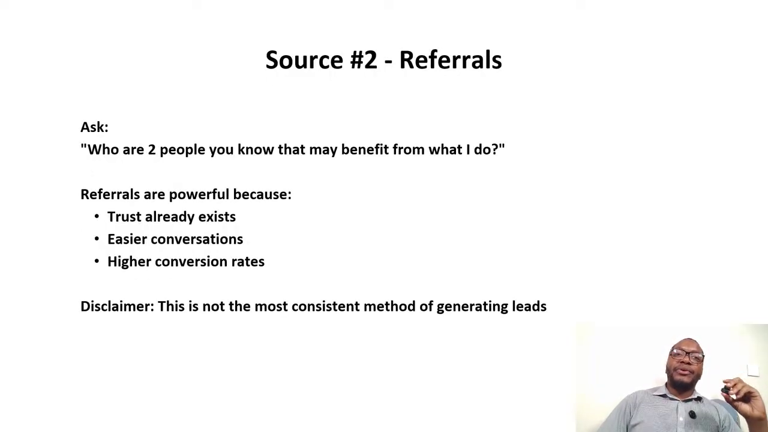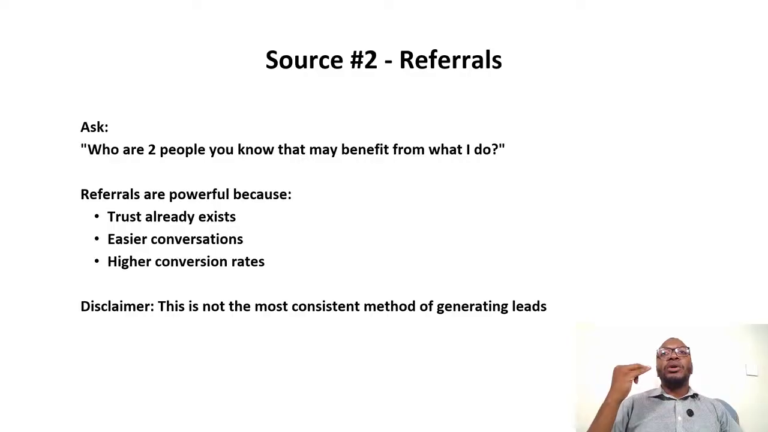Source number two, your referrals. We need 25 referrals. So what you're going to ask is, who are two people, right? You're going to reach out to people you've worked with. You're going to reach out to friends and family. You're going to reach out to contacts. And the question is, who are two people you know that may benefit from what I do? Again, you're not going to get to the stage of who are two people who can benefit from what I do if the person you're talking to does not know what you do. It is plain and simple. You have to have the conversations. Therefore, the first thing is start talking to people.